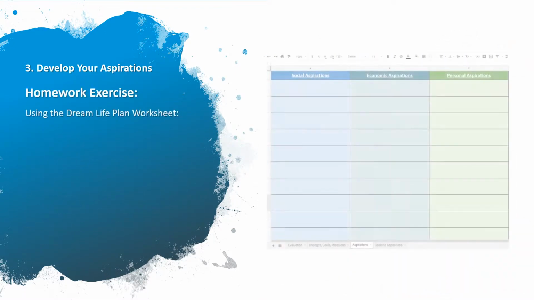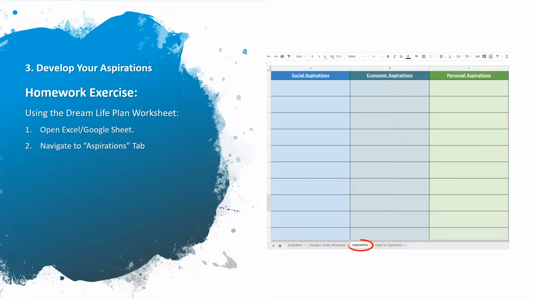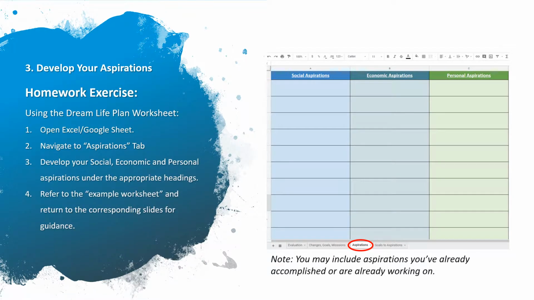So your homework exercise is using the Dream Life Plan worksheet to develop your aspirations. Navigate yourself to the Aspirations tab and start developing your social, economic, and personal aspirations under the appropriate headings. I'll quickly summarize again just so that you're clear.